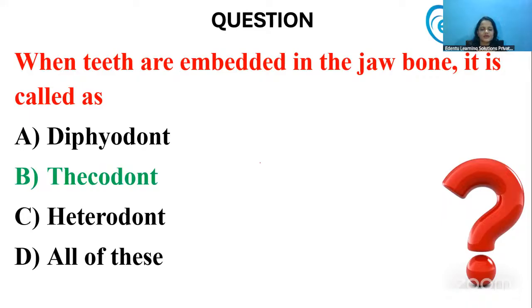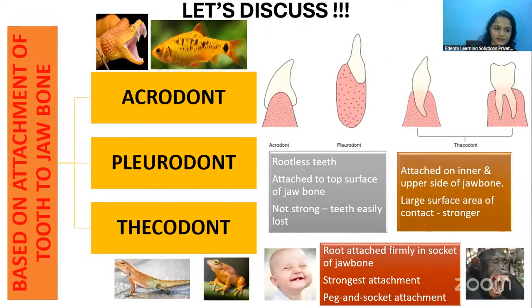Okay, so let's see what this thecodont is. Based on the attachment of the teeth to the jawbone, the teeth can be classified into three types. There is something called acrodont, pleurodont and thecodont. So based on how the tooth is attached to the bone, the teeth have been classified into acrodont, pleurodont, and thecodont.